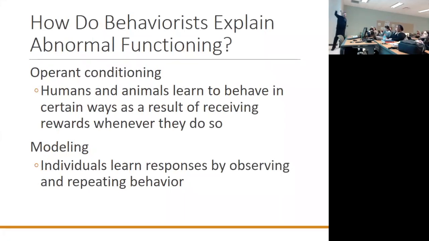So, operant conditioning. We don't care about animals, because we're not, well, we don't care about other animals in this class. We care about animals, but humans learn to behave in certain ways because we get rewards or we get punished. If we get rewarded, are we going to do it more or less in the future? More. We get punished, we should do it less, okay? That's operant conditioning. If you just want to know what operant conditioning is, it's really simple.